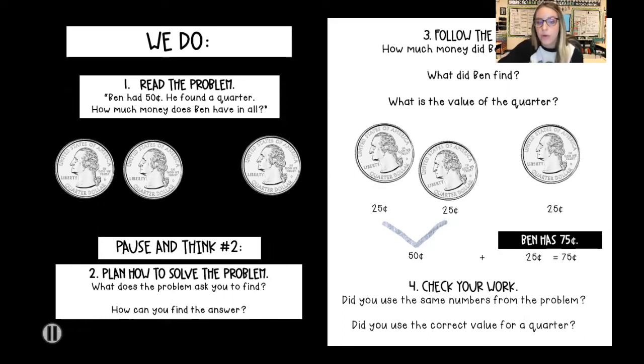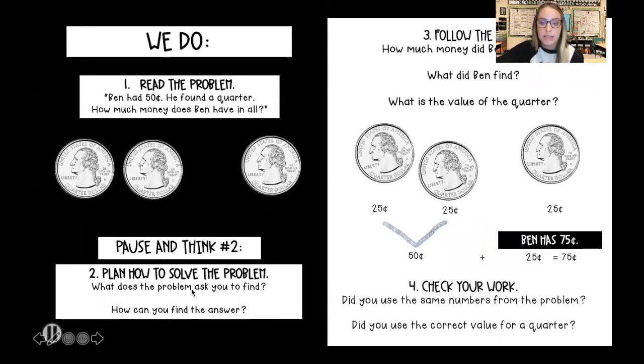So there are a lot of ways he could have already had 50 cents, but I went ahead and made it a little easier for you and gave you 2 quarters already. So 1 quarter is 25 cents. So 2 quarters is 50 cents. So I went ahead and gave you your 50 cents already. Then it says, how much money does Ben have in all? So he found another quarter.